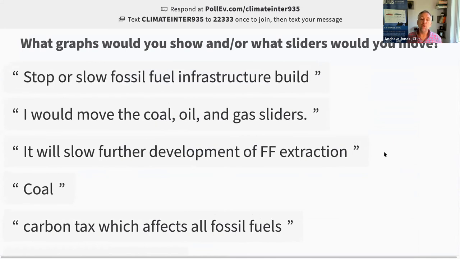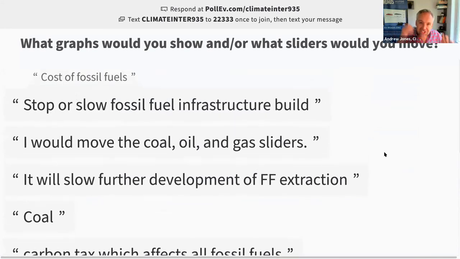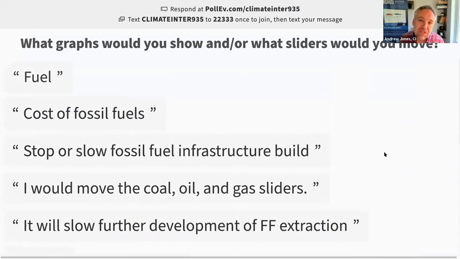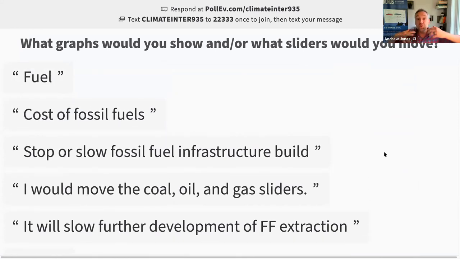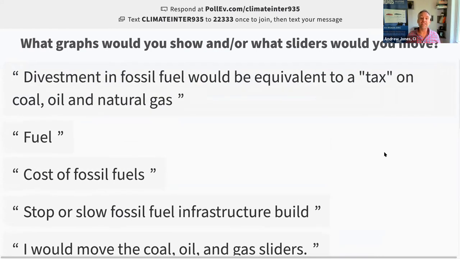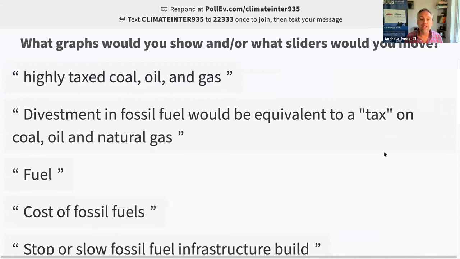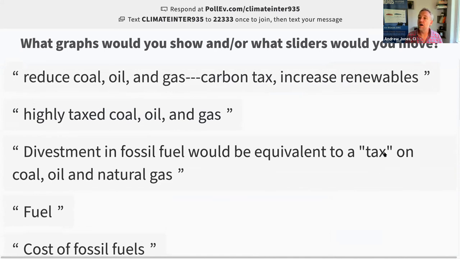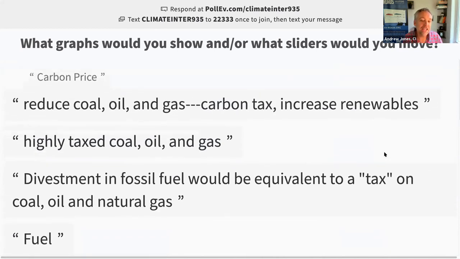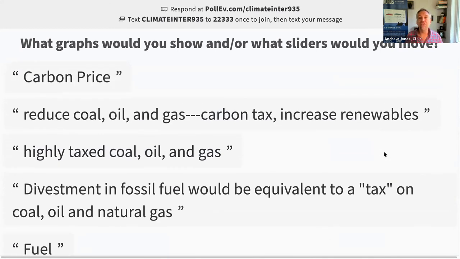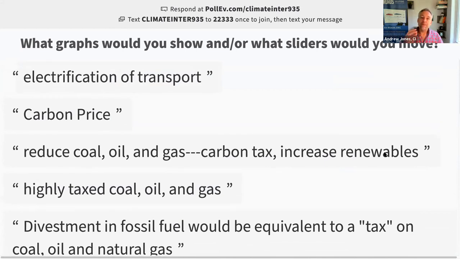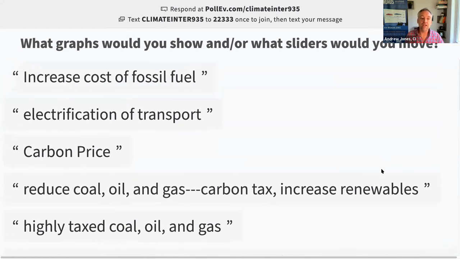Yeah, and so one note here, this is a lot of the art of running these workshops, is interpreting what people seem to be saying into the simulated world so it makes sense. It would be equivalent to a tax on coal, oil, and natural gas. Highly taxed coal, oil, and natural gas. Okay, carbon tax. And this is interesting to think, does a carbon price fit? And this isn't a question of do you like a carbon price? This is, when people say divest, do they mean a carbon price?